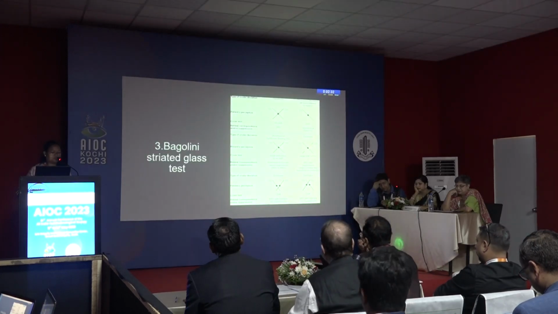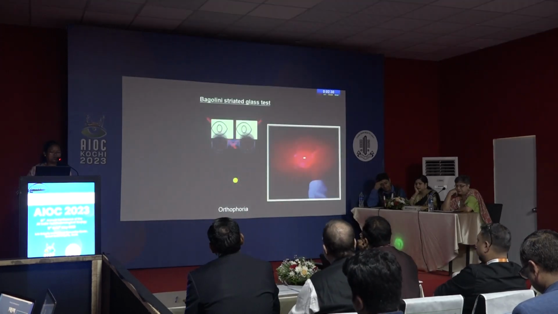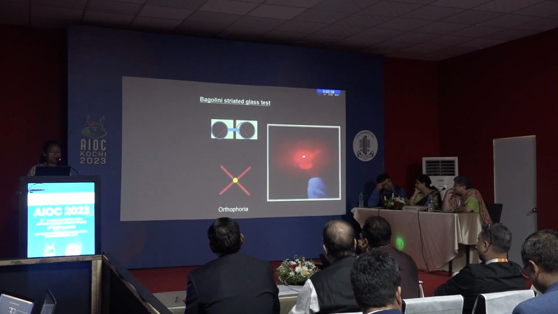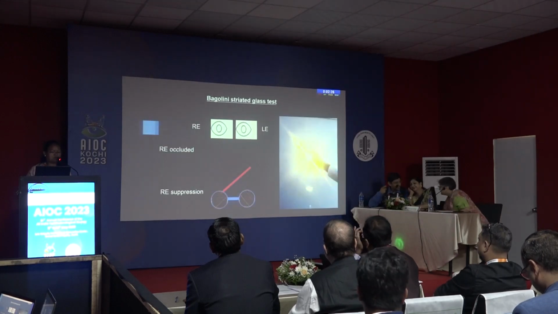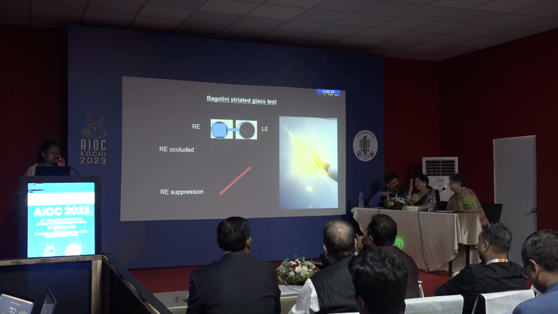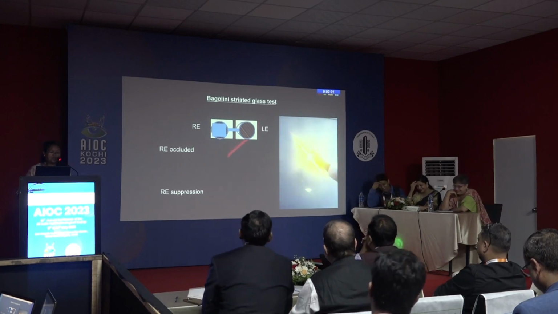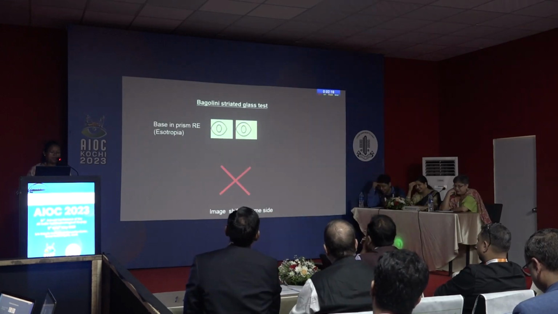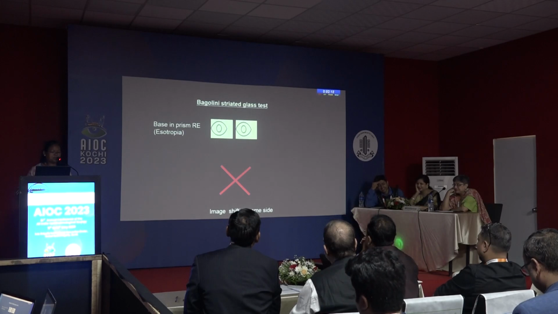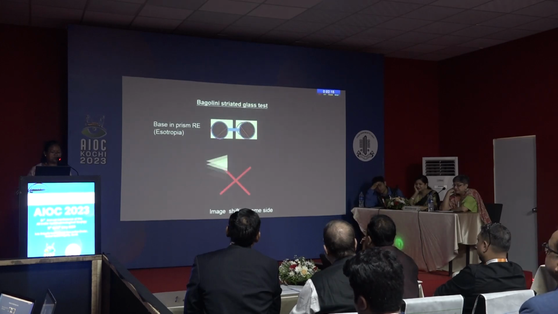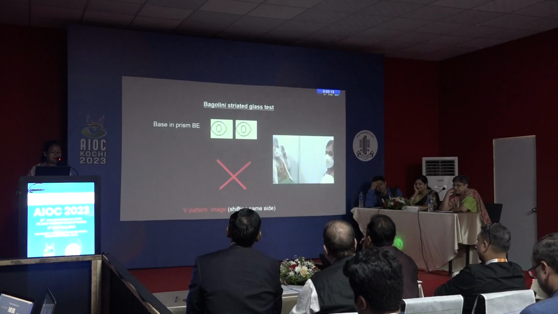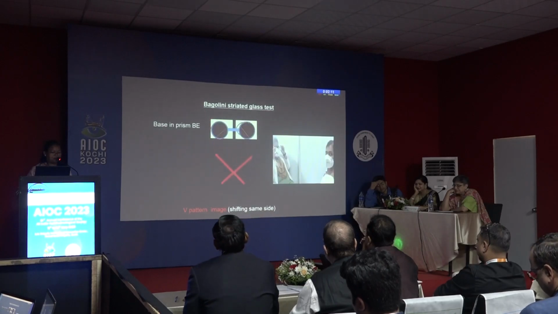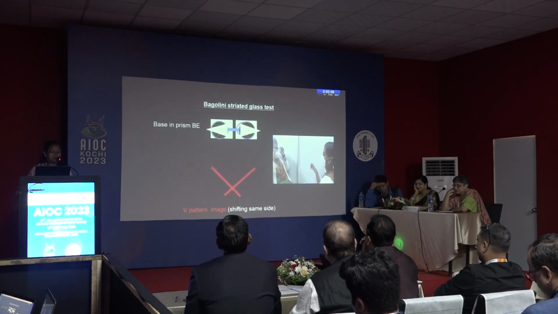This is the interpretation of the Bagolini striated glasses. Normally we see this in the orthotropic eye. And when one eye is occluded, obviously we see one image, and there is suppression in the eye. Base-in prism is placed, making esotropia. We see the image shifted to one side, the same side.